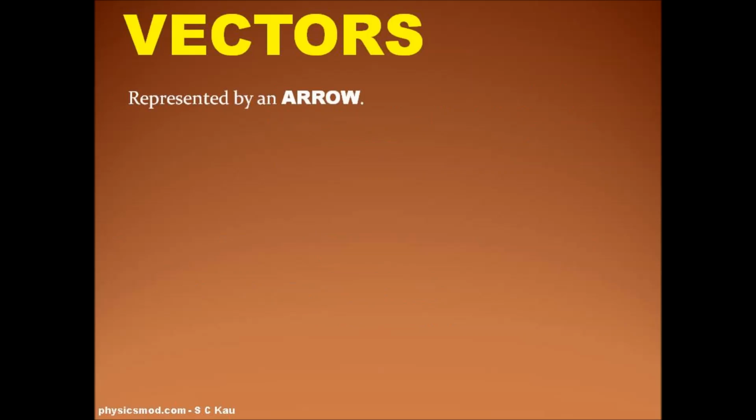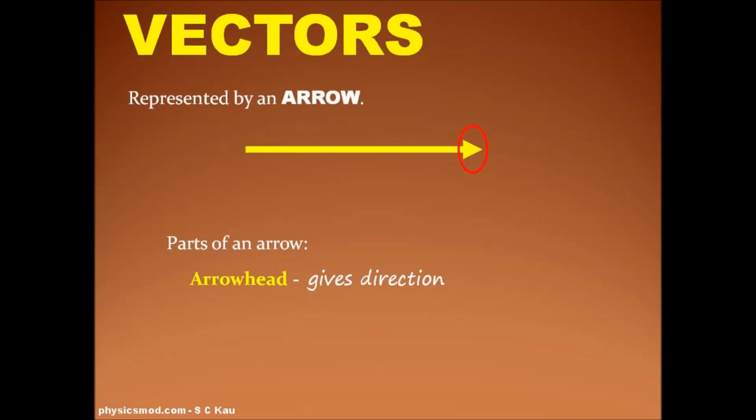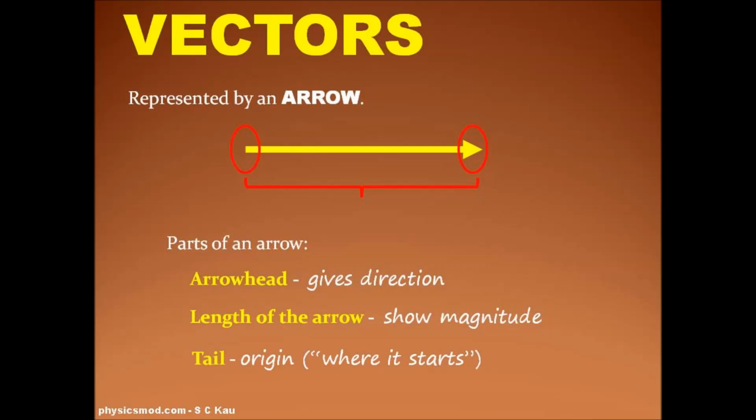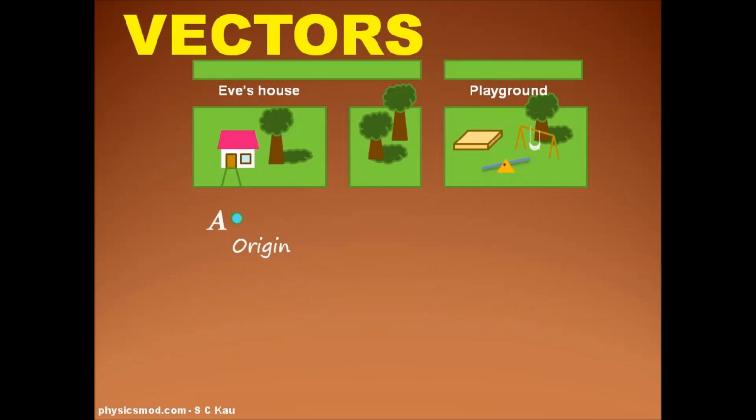Vectors are represented by an arrow, and there are three important parts of an arrow: the arrowhead, which gives direction; the length of the arrow, which shows magnitude; and the tail, which represents the origin of the vector. Let's have an illustration.